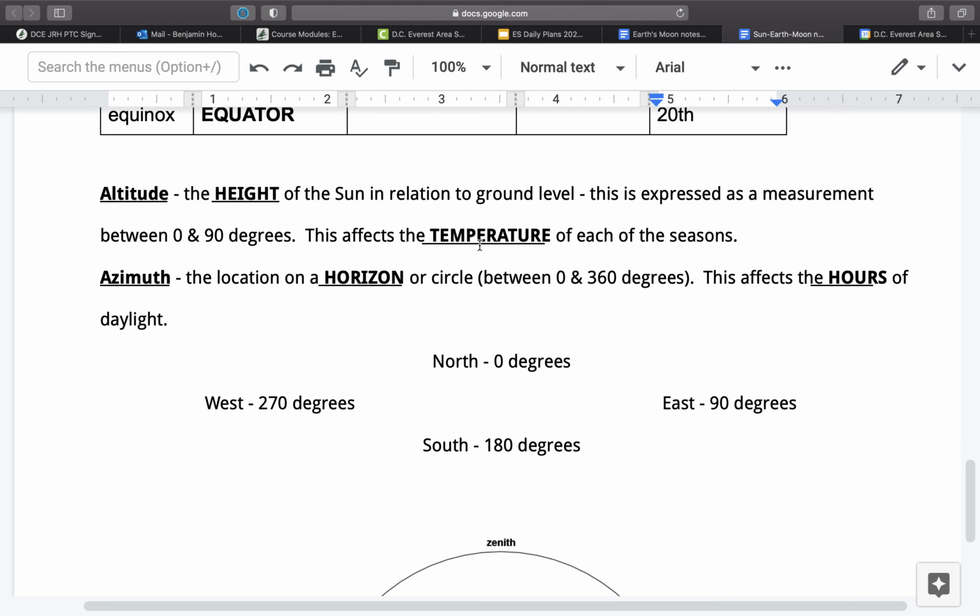And we're actually going to be working on an activity that looks at solar altitude and solar azimuth and how that changes throughout the year, throughout the different seasons, and see what effect solar altitude and solar azimuth have on the different seasons to more fully explain the reason behind seasons.